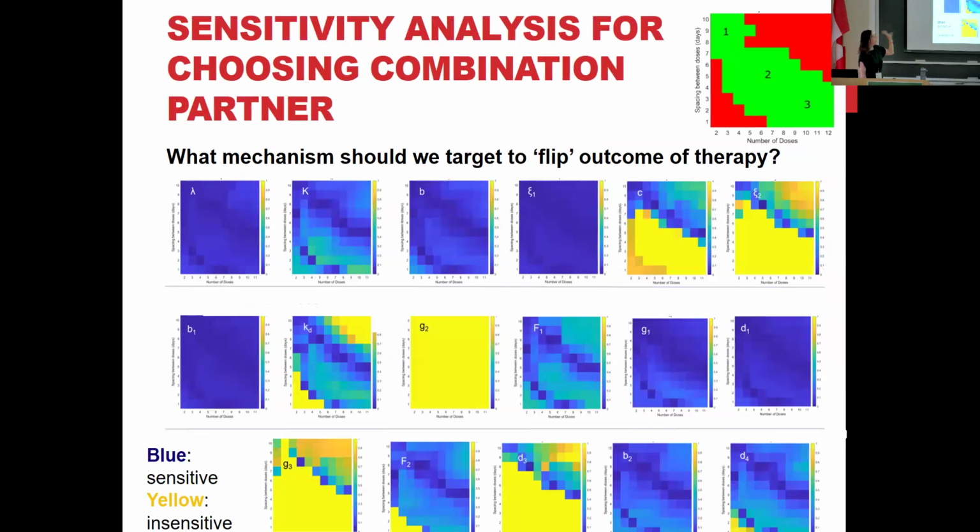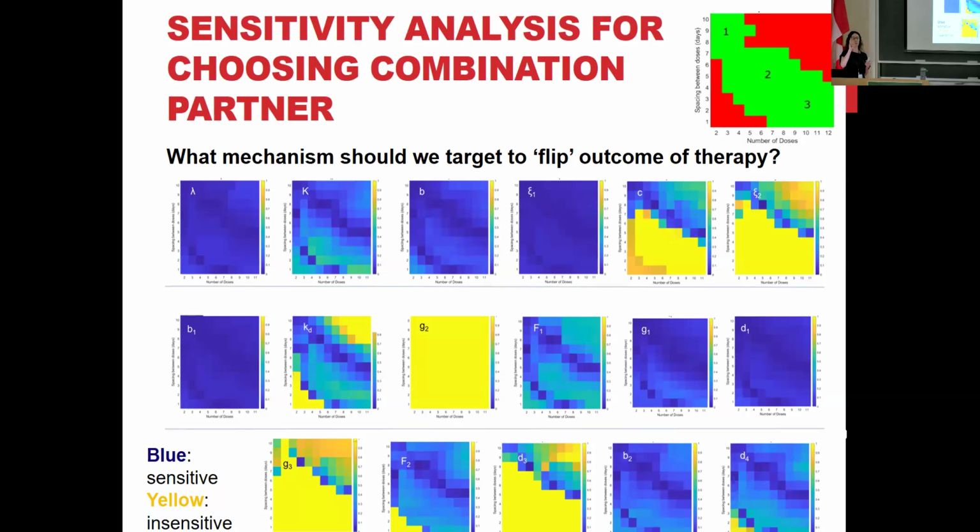So this slide has a lot on it. So let me try to explain it quickly. In the upper right-hand corner, you see the entirety of the analysis of protocol space from before. So number of doses on the horizontal axis, spacing on the vertical, and you see response at the nominal parameter set. The question we're going to ask for every non-PK model parameter is then the following. By what fraction can I change that parameter and flip the outcome of the therapy?